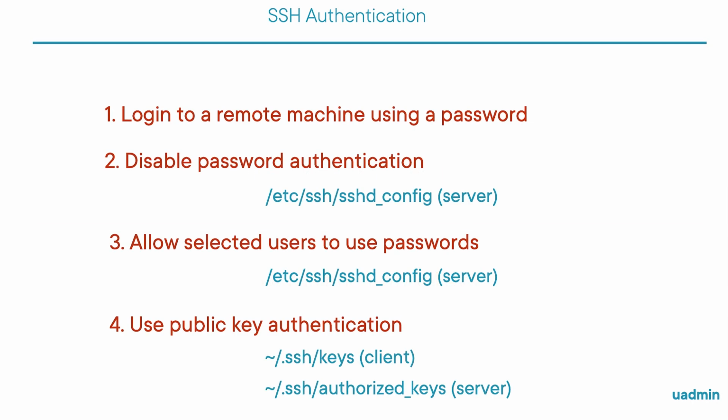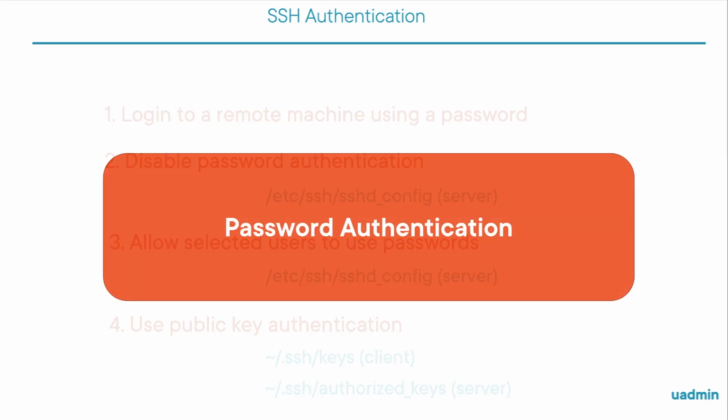What we'll do is the following. We'll first log in to a remote machine using a password. Then we will disable password authentication by changing the server's sshd_config file. Then we will enable a selected user to use a password for logging in by changing the server's sshd_config file once more. And then we will use public key authentication by generating a key pair for the client and copying the public key to the remote user's authorized keys file. And we will do that using ssh-copy-id as well as manually.